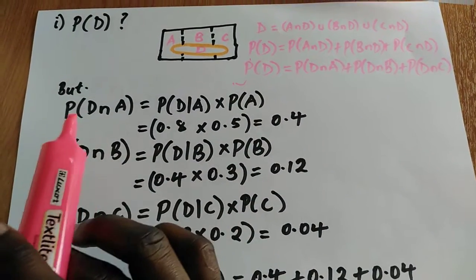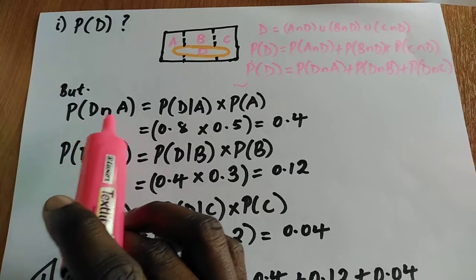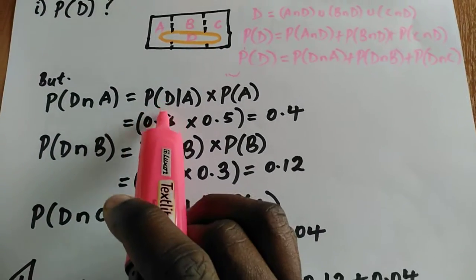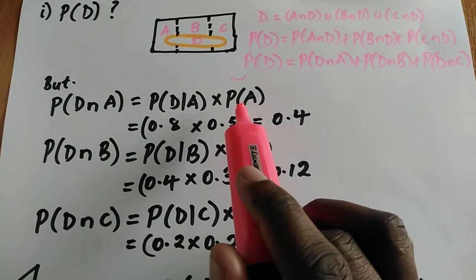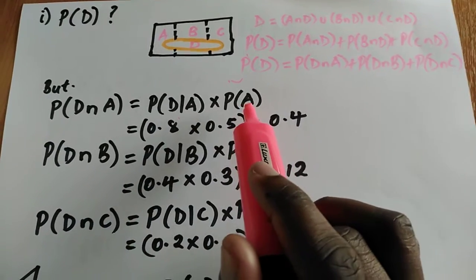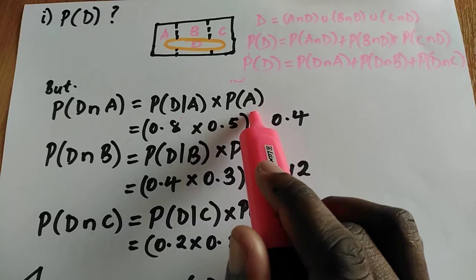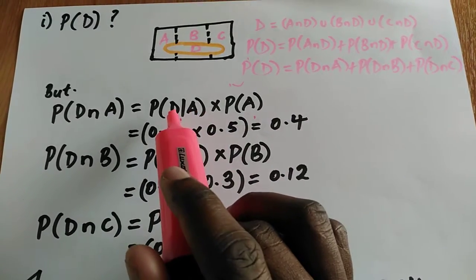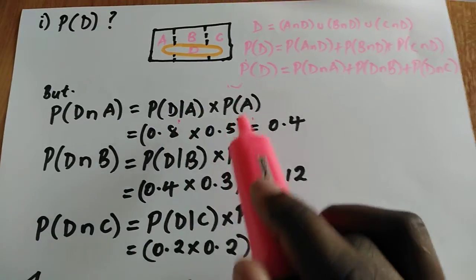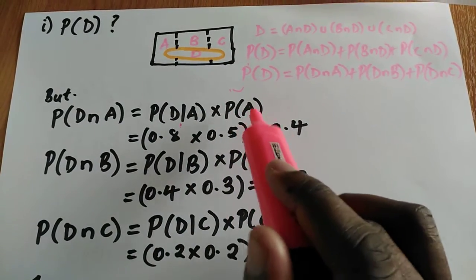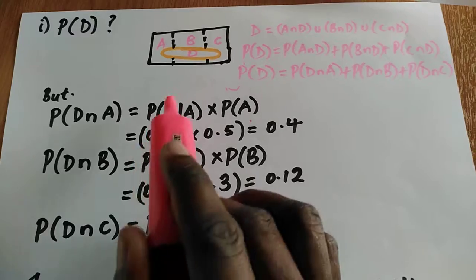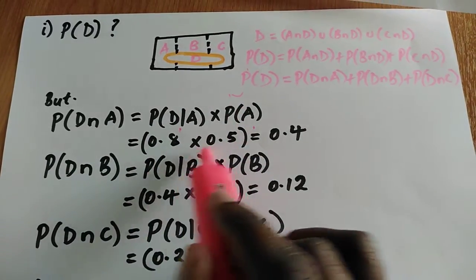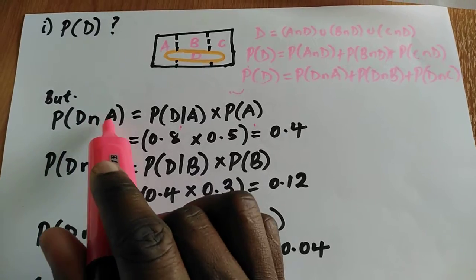We know very well that the probability of D intersection A is equivalent to the probability of D given A multiplied by the probability of A. We've been given the probability of A. We've also been given the probability of D given A, that is, the probability of chest pain in disease A. So this is given by 0.8 and this is 0.5. We just multiply and get the probability of D intersection A.